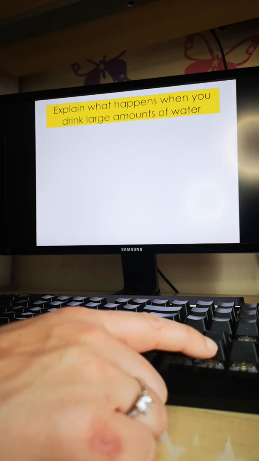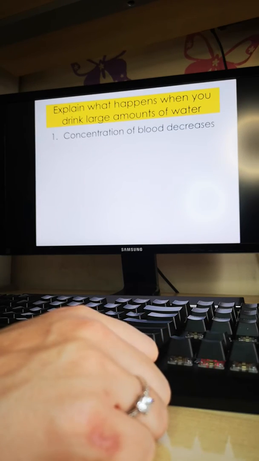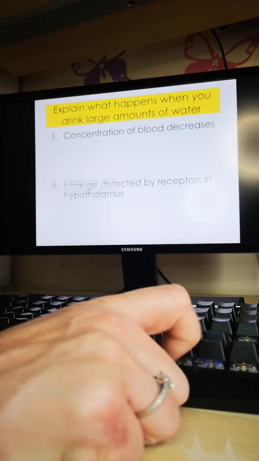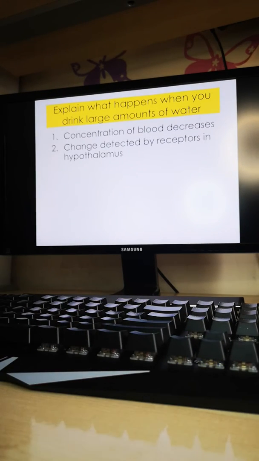So the first thing that would happen is the concentration of the blood would decrease, so we've got more water. So what would happen to the water potential? The concentration of the blood is decreasing, the water potential is going up. That's detected by those osmoreceptors in the hypothalamus. The pituitary gland would stop the release of ADH.